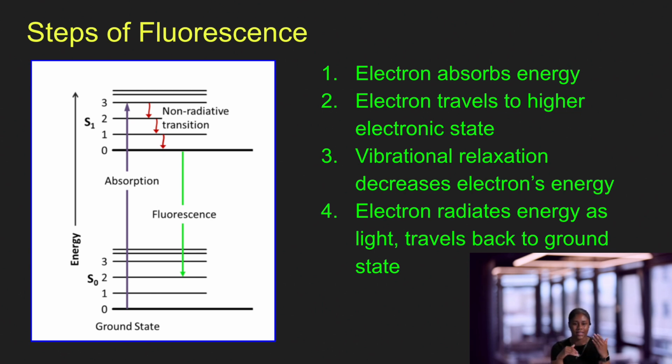And as it emits this light, the electron will return back to that ground state, right? Basically completing the cycle. So it's important to understand that the emitted light has less energy and a longer wavelength than the absorbed light. So this difference is known as the Stokes shift, like I mentioned before.